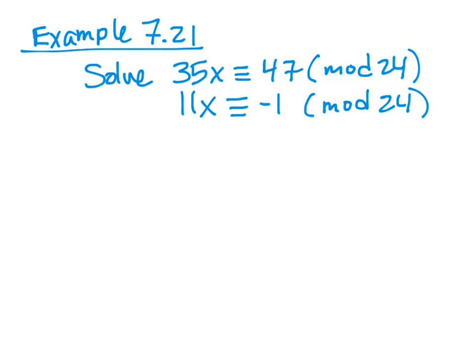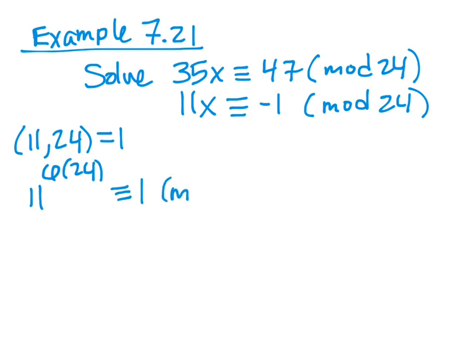Alright, so first of all, by Euler's theorem, we would need 11 and 24 to be relatively prime, so we can check that. Alright, so 11 and 24 are relatively prime, and then that means that 11 raised to the phi of 24 would be congruent to 1 mod 24. Okay, and that part is Euler's theorem. Alright, so part of doing this is figuring out what phi of 24 is.